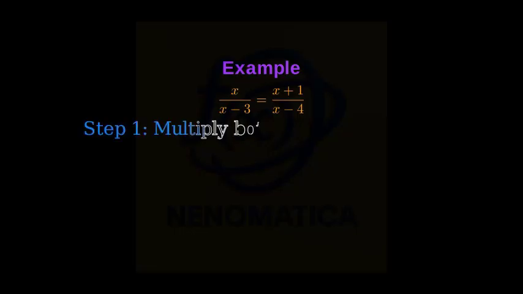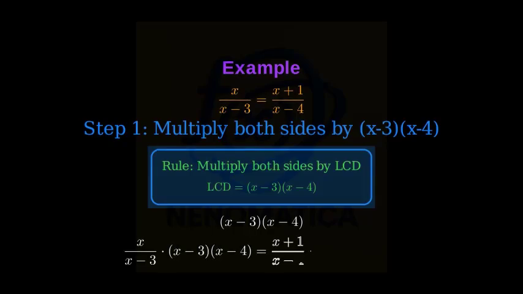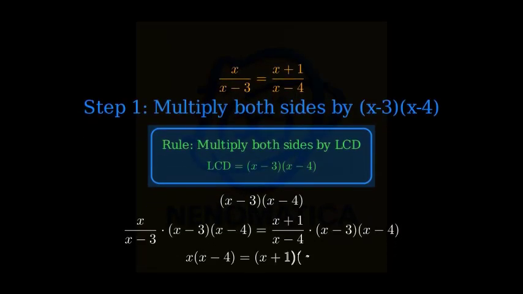Let's take a look at our example. We need to solve the equation x over x minus 3 equals x plus 1 over x minus 4. To solve this rational equation, we'll need to eliminate the fractions by multiplying both sides by the common denominator. Let's solve this step by step. Step 1. We multiply both sides of the equation by the product of the denominators, which is x minus 3 times x minus 4. This gives us x times x minus 4 equals x plus 1 times x minus 3.